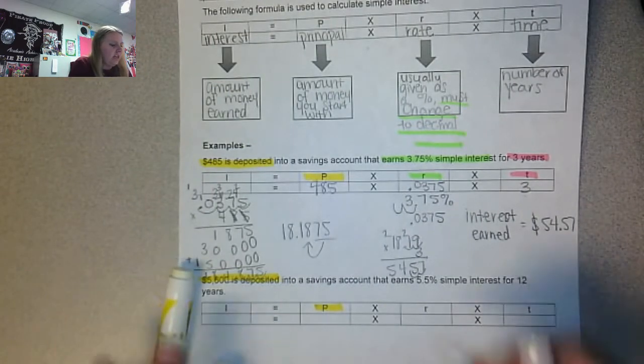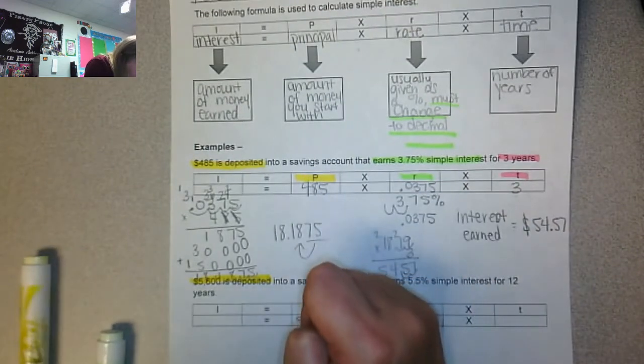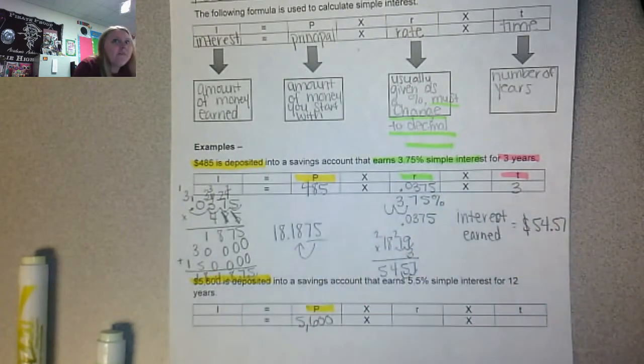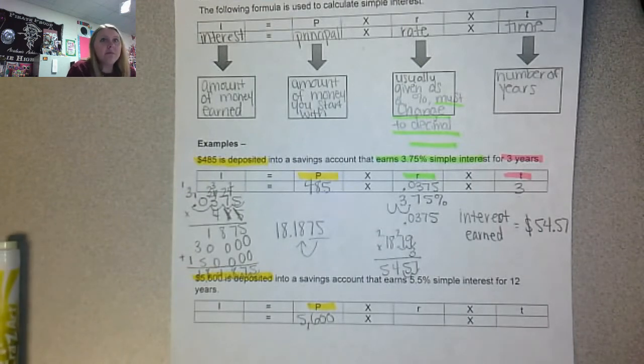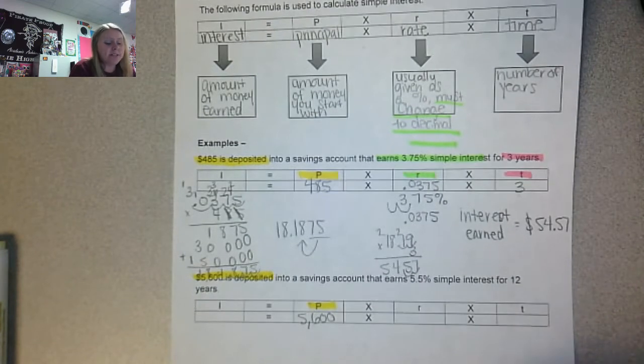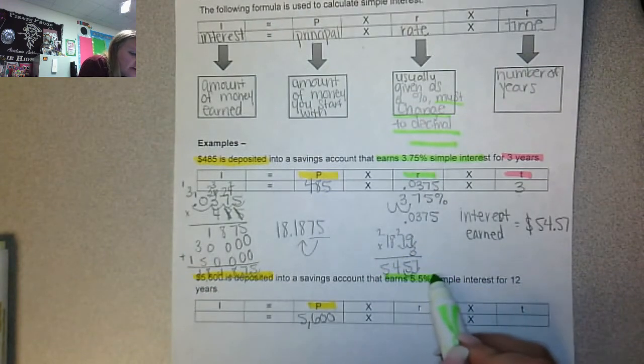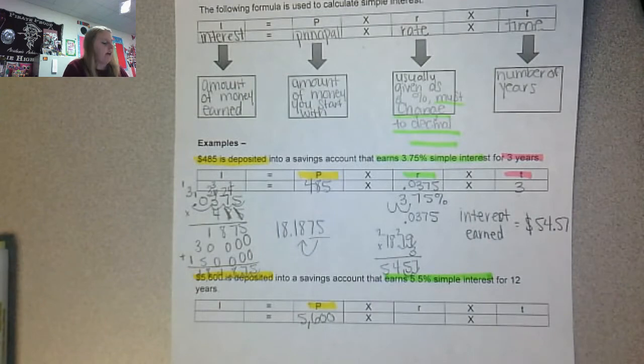So I'm going to fill in 5,600. Sorry, guys. Next thing I'm going to look for is the rate. Remember, the rate is usually given to you as a percent, and then you change that percent into a decimal. So I earn a simple interest at 5.5%.